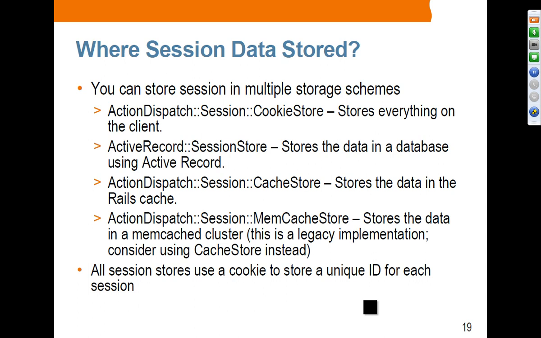Okay, so where is session data stored? Session data could be stored in multiple storage schemes. You could use a cookie store, or you could use a database, which is the Active Record session store. You can also save in the Rails cache or memcache. All session stores use a cookie to store a unique ID for each session. So the session is going to be stored in some place, and by default it is saved in the cookie store.